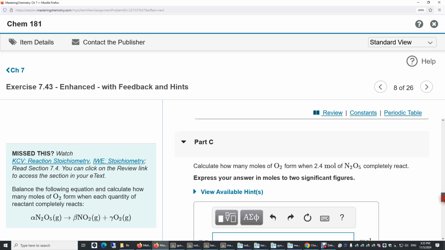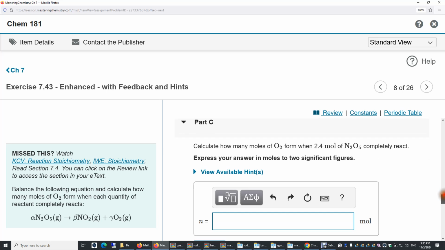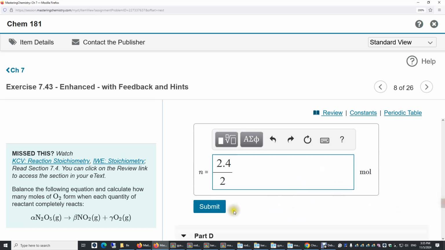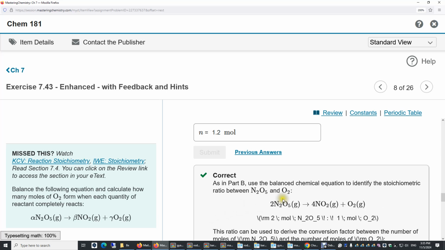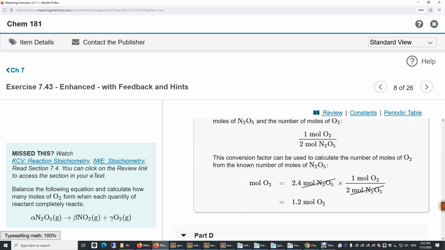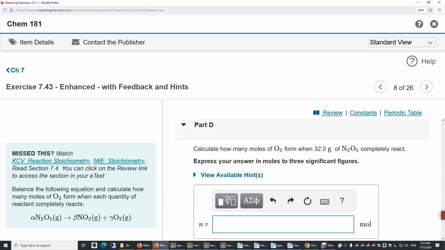Part C. Calculate how many moles of O2 form when 2.4 moles of N2O5 completely react. This is fairly easy. It's just 2.4 divided by 2. Similar to part B, it's just 1.2 moles.